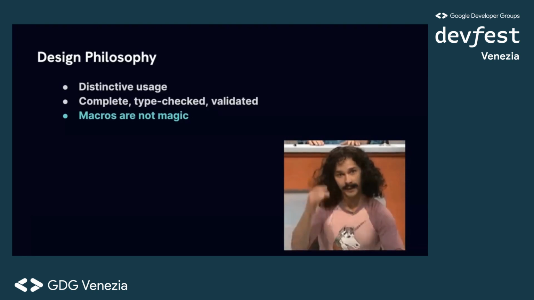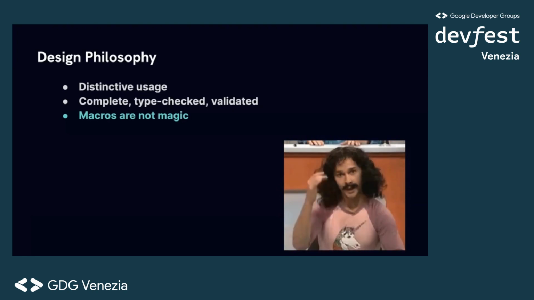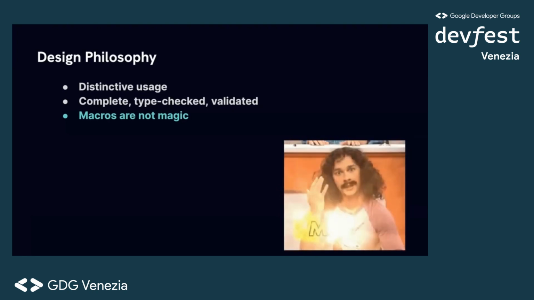But they are not magic. You are just creating the code and talking with the compiler. If this comes, return this value. If this happens, you can change that value in that place.